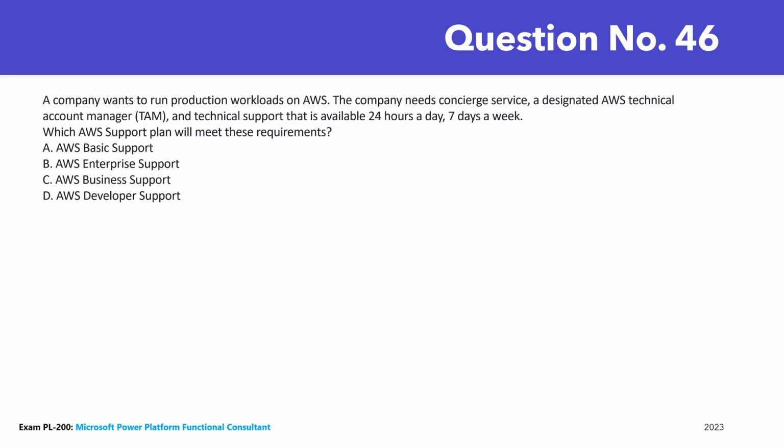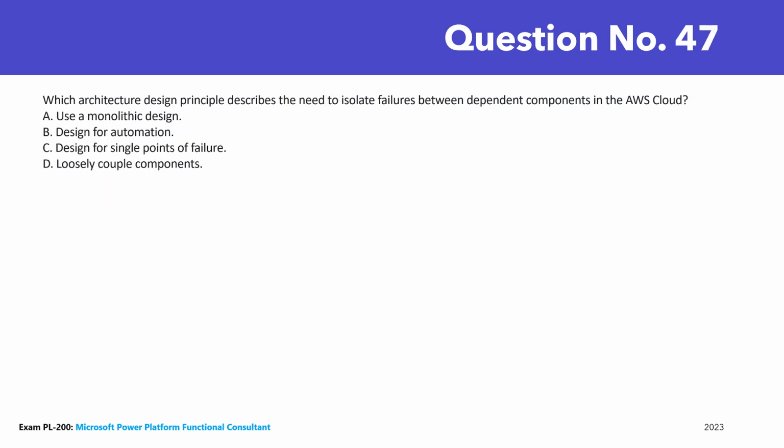Which architecture design principle describes the need to isolate failures between dependent components in the AWS Cloud? A. Use a monolithic design. B. Design for automation. C. Design for single points of failure. D. Loosely couple components. Correct answer, D.